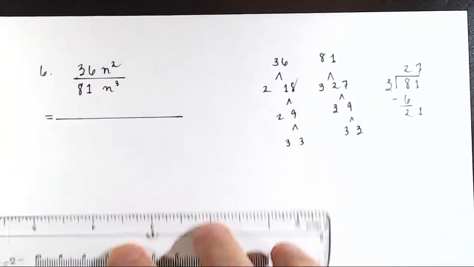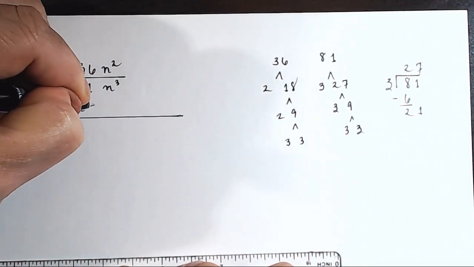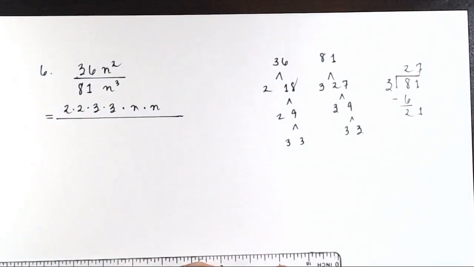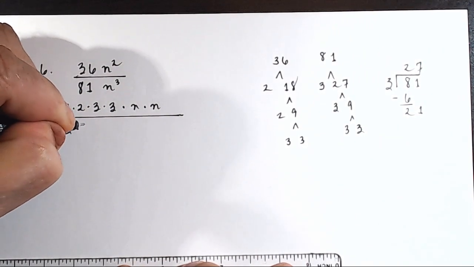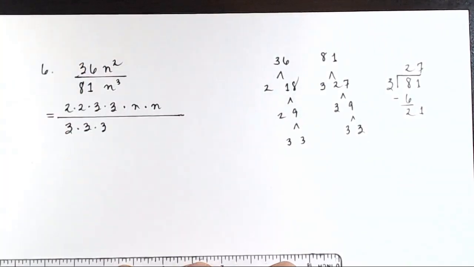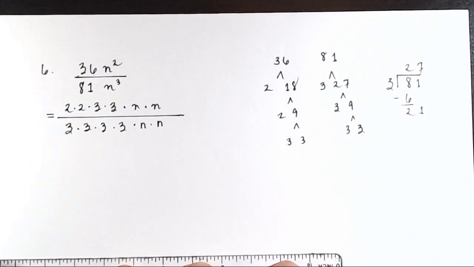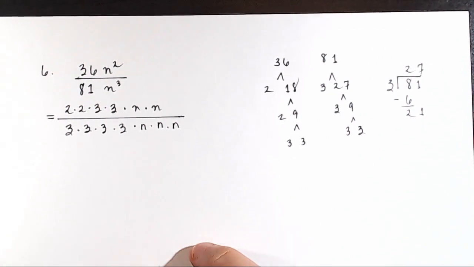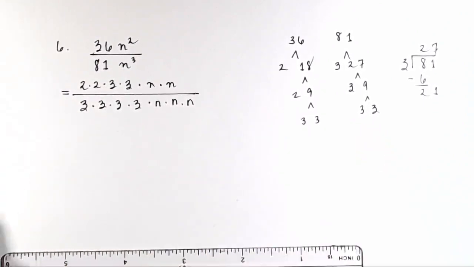Okay, I'm going to give myself a healthy amount of space here in the numerator to write 2 times 2 times 3 times 3 times n for n squared. In the denominator, I'll write 3 times 3 times 3 times 3 times n times n times n. And if you're following along with this, I want you to understand it's not an attempt to make the problem harder. It's an attempt to make the problem extremely elemental, okay? Broken down to its smallest parts.